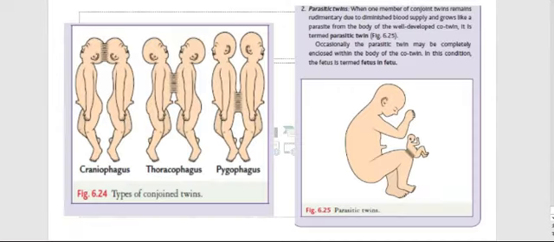And there's also a parasitic twin. So maybe the twins were formed, but one of them, due to lack of blood supply, failed to thrive. So you find it stuck on top of the viable twin.